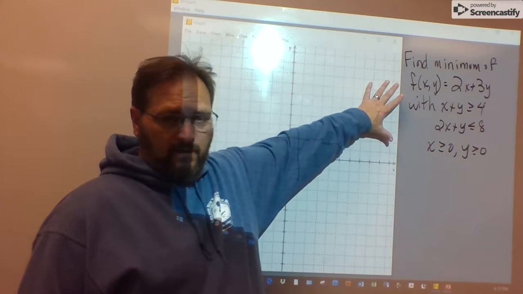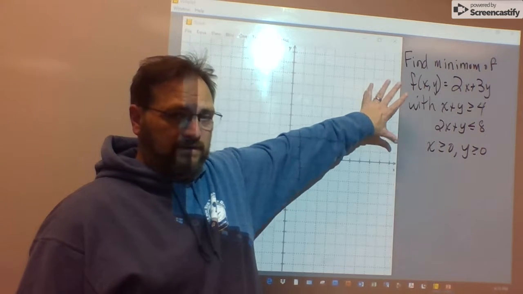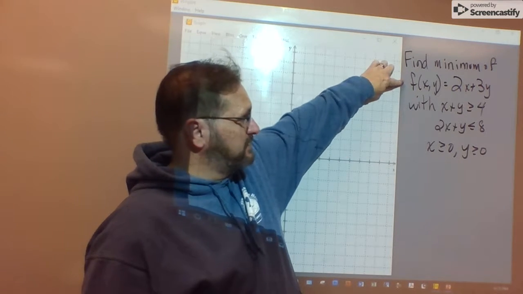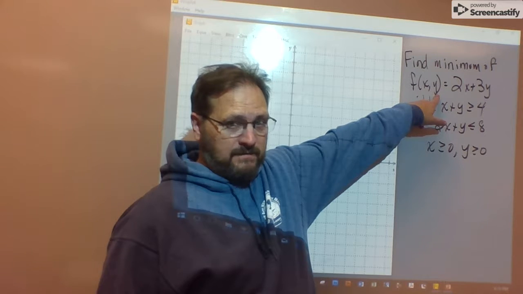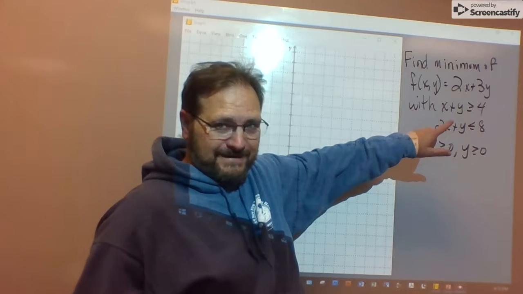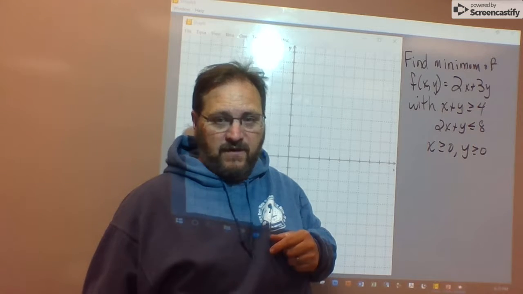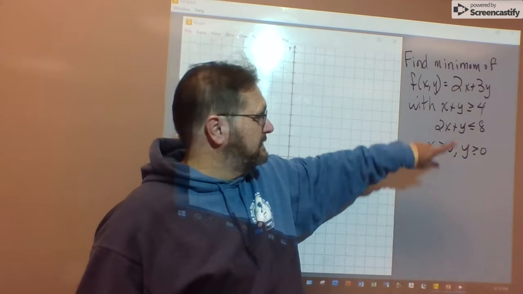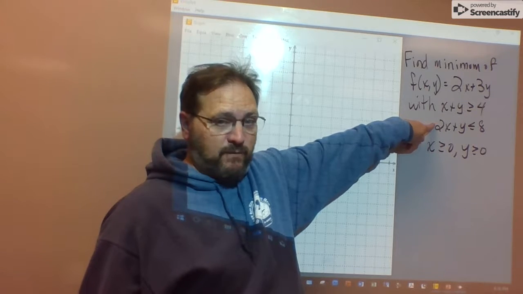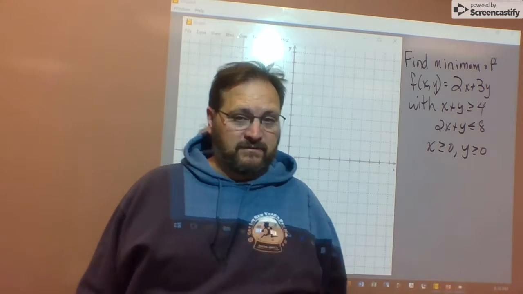Here we have our example for linear programming. We have a function to minimize. It's the function f with variables both x and y: f(x, y) = 2x + 3y. We have 4 constraints. x plus y has to be greater than or equal to 4. 2x plus y has to be greater than or equal to 8. x has to be greater than or equal to 0. y has to be greater than or equal to 0.